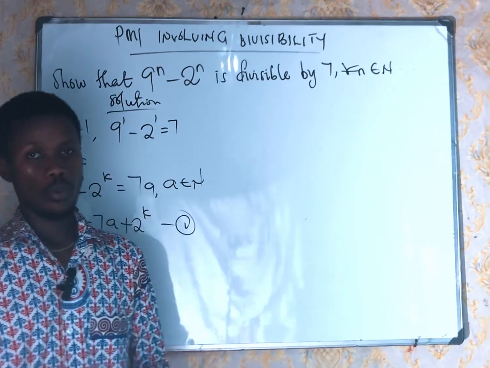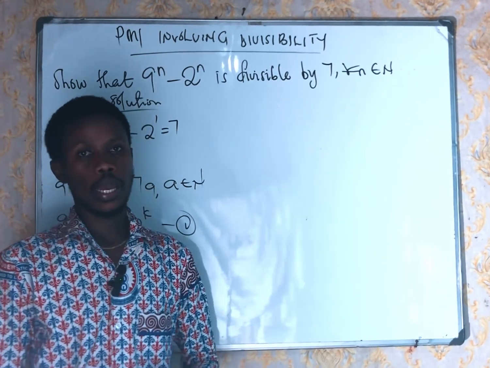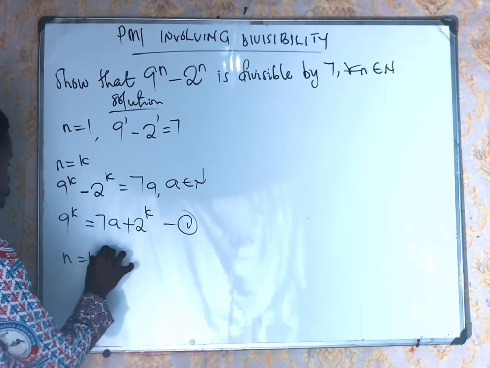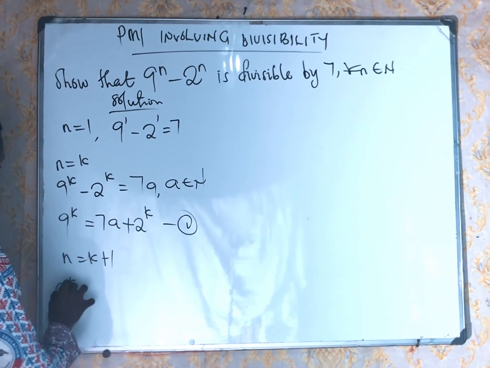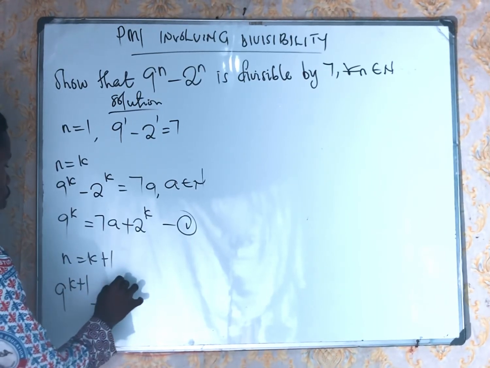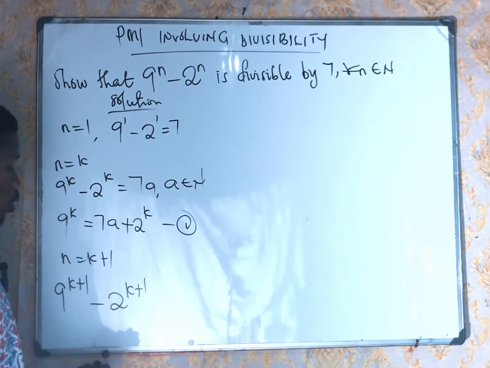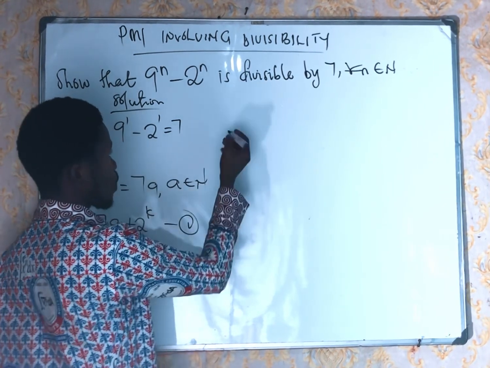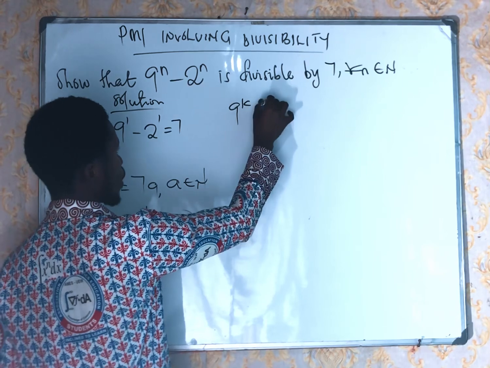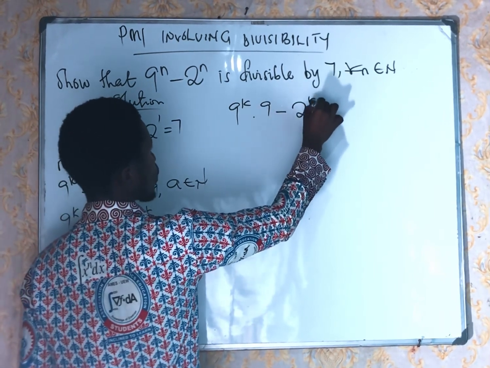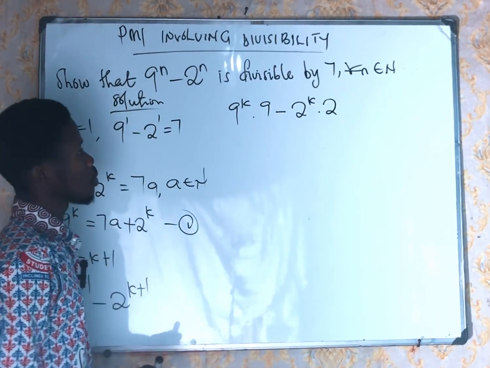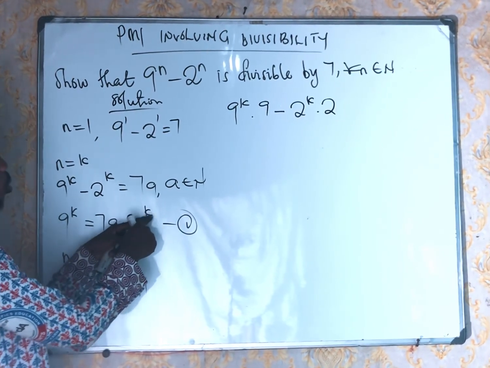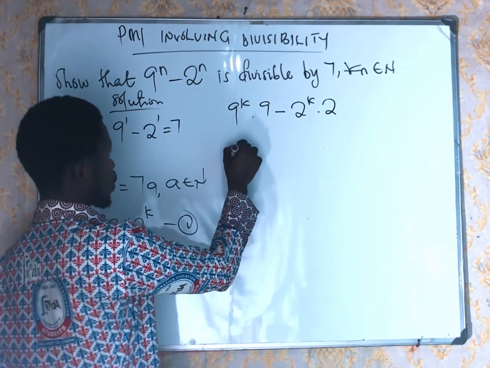Now let's move on where we do the main proof by saying that n equals k plus 1. So we have n equals k plus 1, and we're going to have 9 to the power k plus 1 minus 2 to the power k plus 1. So this is where the main proof will fall. Now let's do something here. 9 to the power k plus 1 can be written as 9 to the power k multiplied by 9, minus 2 to the power k multiplied by 2. But remember, we said that 9 to the power k is the same as 7a plus 2 to the power k. So we can do something about it.